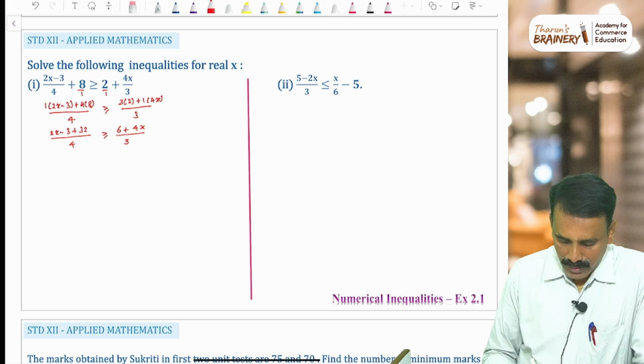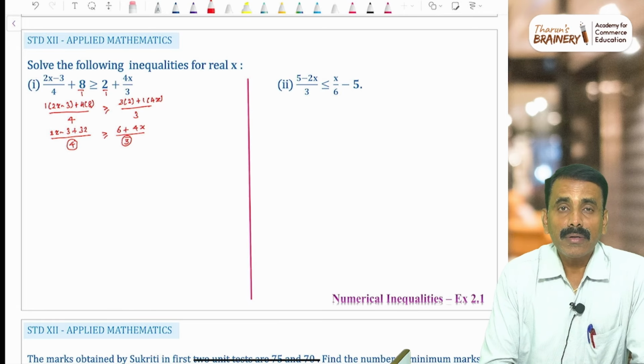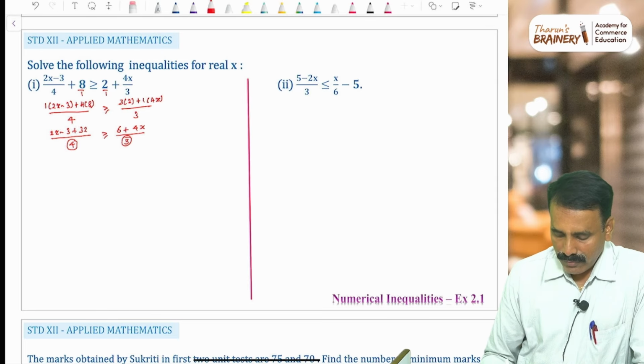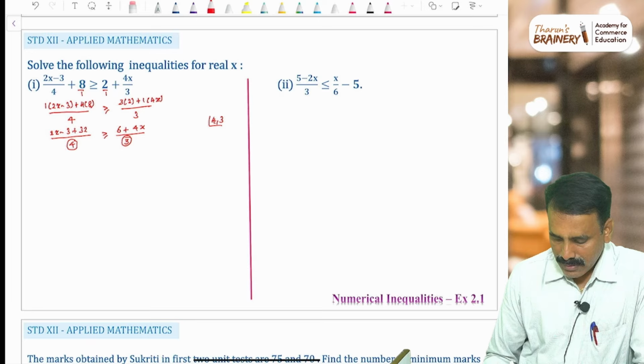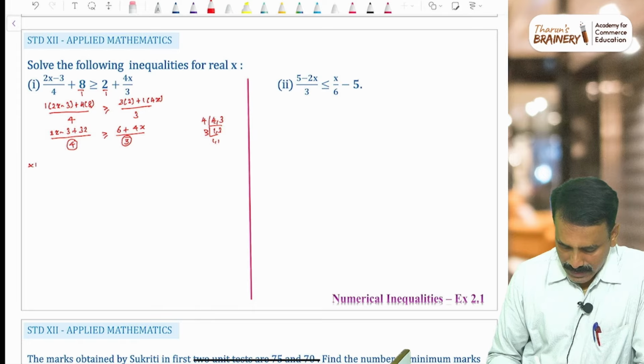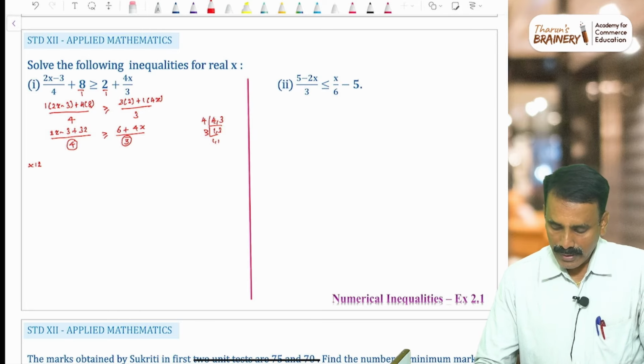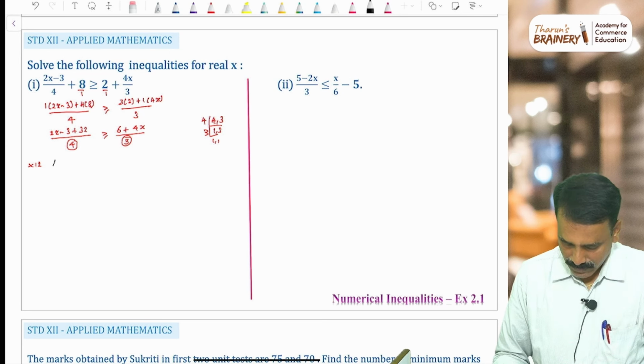So here we are having a fraction 4 in the denominator. Here also we have a term in the denominator which is nothing but 3. Okay, LCM for 4 and 3, it is going to be 12. So multiply by 12, it is a positive number. Okay, so what you will get when you multiply by 12?